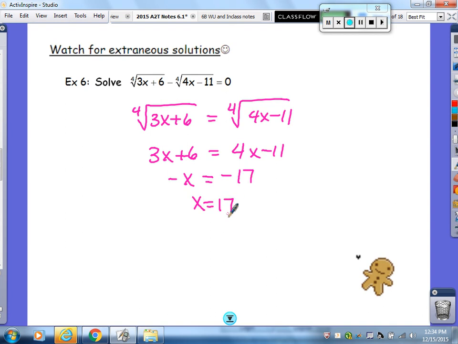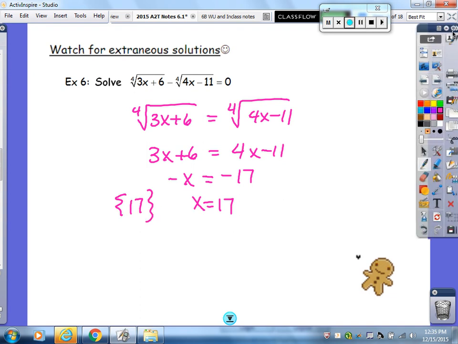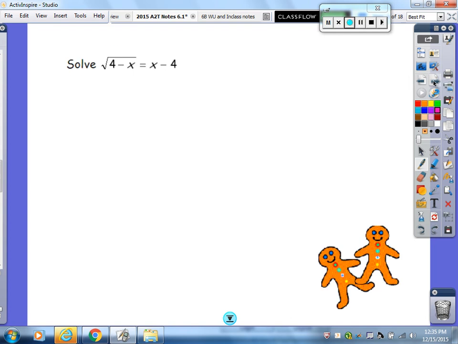Here again, make sure you check these. Check it in the original. Okay? So when you put it back in, you'll see that it works. So that solution is 17. Alright, let's look at one more. Alright, look at this one. Be careful with this one.